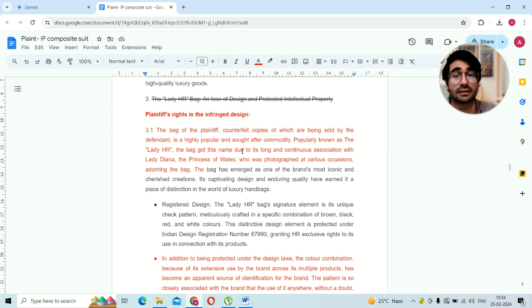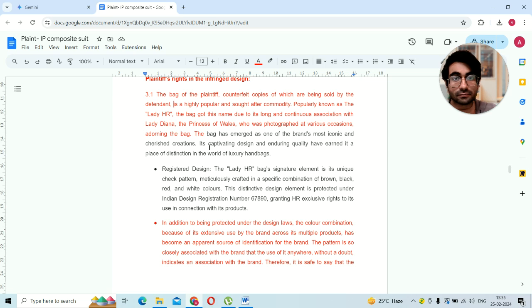The bag got this name due to its long and continuous association with Lady Diana, the Princess of Wales, who was photographed at various occasions adorning this particular bag. The bag has emerged as one of the brand's most iconic and cherished creations. Its captivating design and enduring quality have earned it a place of distinction in the world of luxury handbags.